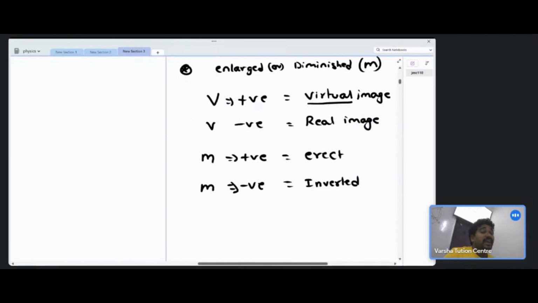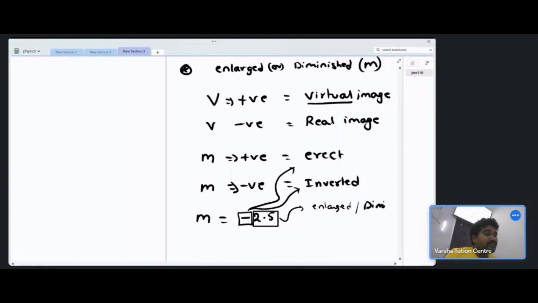Now, to get enlarged or diminished, again M only, but the magnitude of M. What do you mean by that, sir? Suppose I gave M as minus 2.5. Whatever sign is in front of that number is responsible for the erect or inverted case. The number, this 2.5, is responsible for the enlarged or diminished case. Are you getting that now?